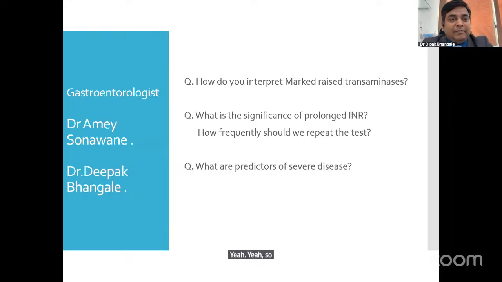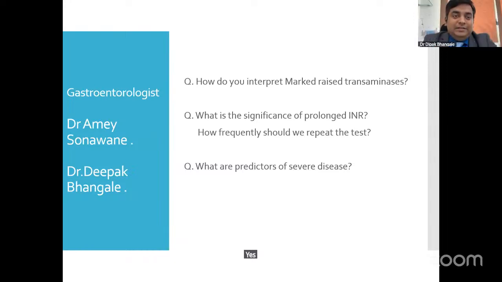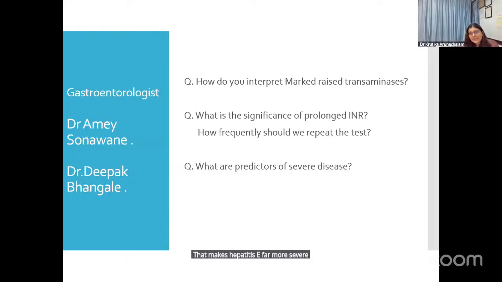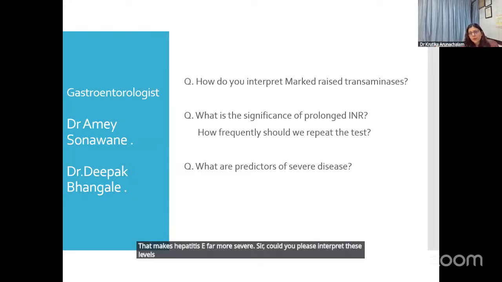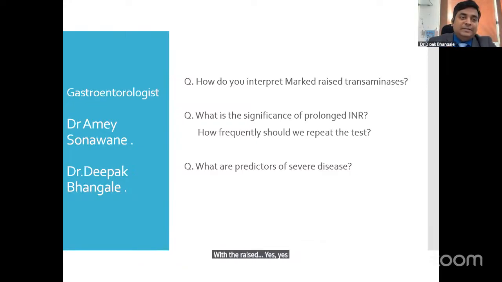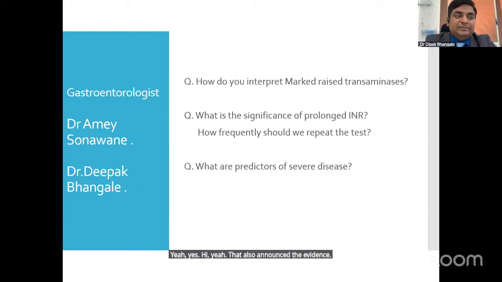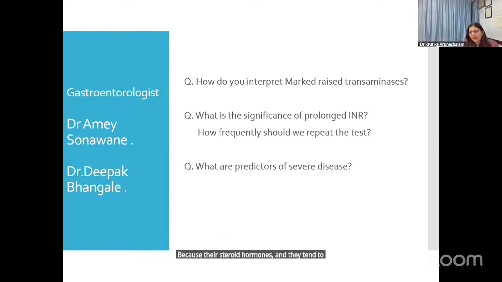So it is the attenuated cellular immunity and high viral load because of placental replication that makes hepatitis E far more severe. To add on, I think the placenta becomes a reservoir for the virus. And because of estrogen and progesterone being on the higher side, that also enhances viral replication and virulence. They are steroid hormones and they tend to increase the viral loads.